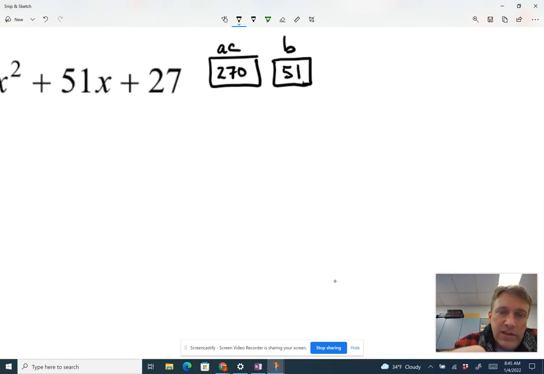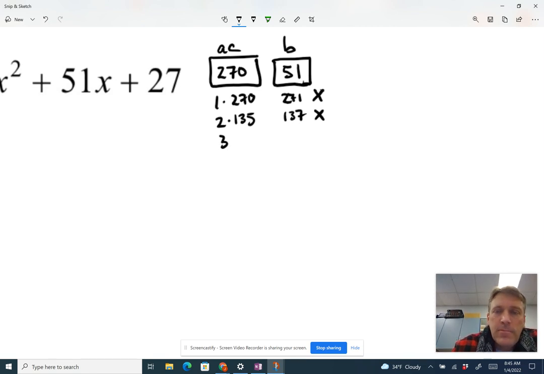And we just go to work here, listing out. 1 times 270 adds to 271, no. 2 times 135, and that's 137, no. 3 will go into 270, so I just look real quick on my calculator. 270 divided by 3 goes in 90 times. And 3 plus 90 is 93. Still no, we are getting closer.